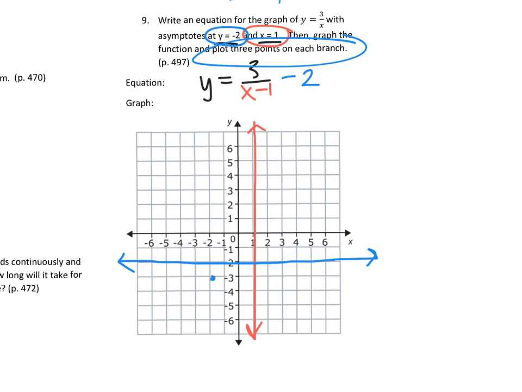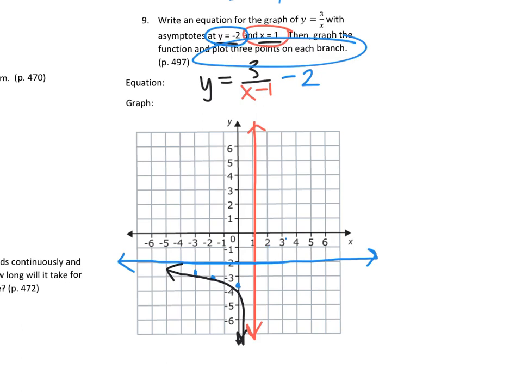So negative 2, negative 3 is a point, negative 1, negative 3.5 is a point, negative 3, negative 2.75, so that's considered one branch. So I'm going to connect these. It's not the best, and then I'm going to get on the other side of the branch. When 1 is showing as an error on my calculator table, that's because that's where there's a vertical asymptote.